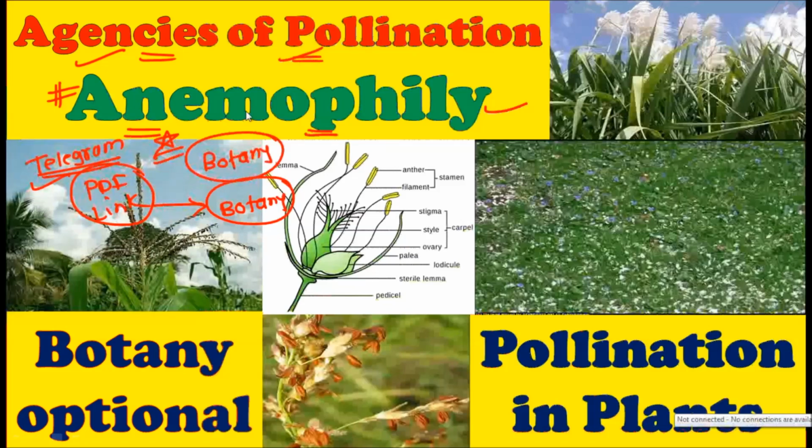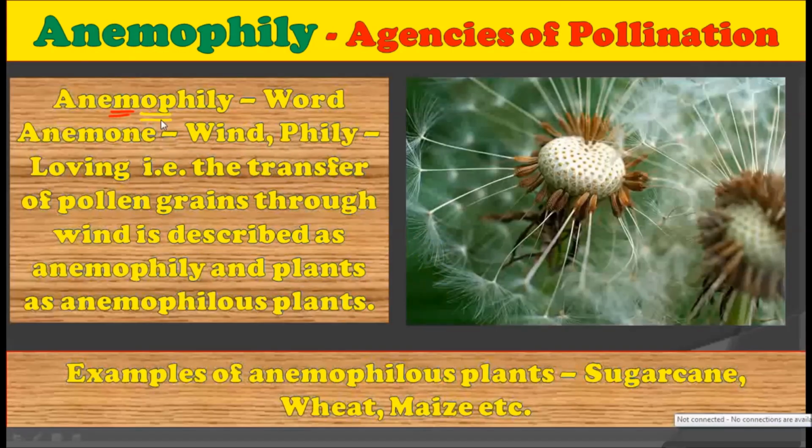So let's learn about the Anemophily. Now let's first consider the meaning of the word Anemophily. This word is made up of two words. First word is Anemone, which means wind, and Phily, which literally means loving. That is, wind loving. That is, the pollination which occurs with the help of wind is known as the Anemophily.